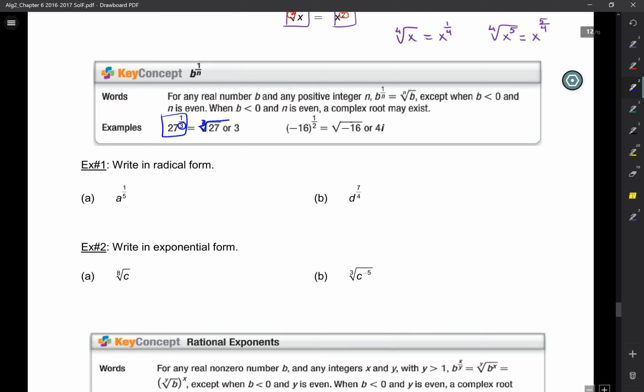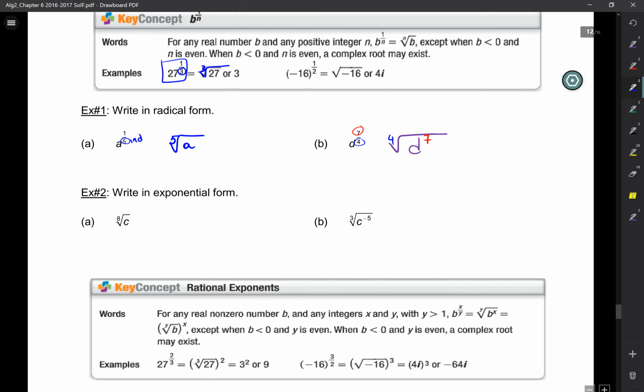So here I have a to the power of 1/5. Now this is a denominator. Is it going to become the index or the power? It's going to become the index. So it's going to be 5th root of a. All right? So here, we want to put this in radical form. Now, the d goes inside, right? Where does the 7 go? Inside. As a power. And what about the 4? It becomes the what? The index. All right? So always the same. Questions?